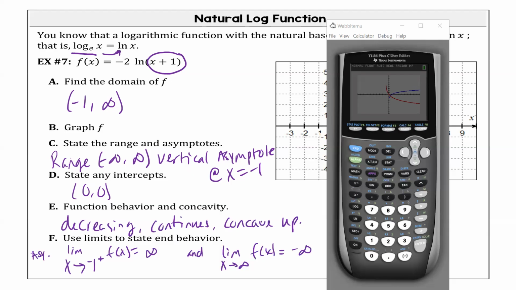Why is there a negative and a positive with the x goes to 1? So this means, remember, if I write this little plus sign, that means I'm coming from the right towards that boundary. If it was a negative, I'll be coming from the left towards that boundary. Okay.